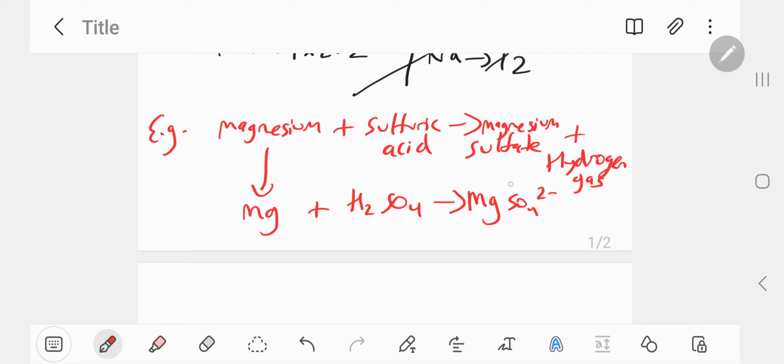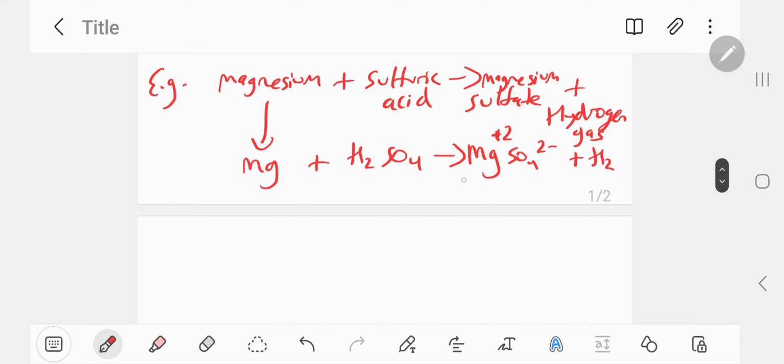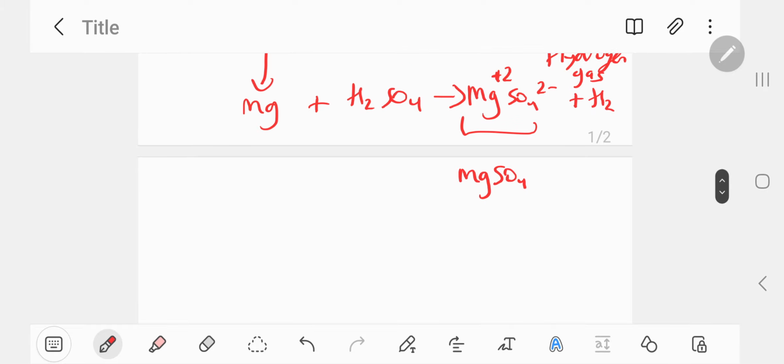Now the magnesium has a charge of +2 because it's in group 2 and it's a metal. Remember, metals have a positive charge and non-metals a negative charge, because metals like to give away electrons to become positive overall, and non-metals like to gain electrons and become negative overall. Plus H2, hydrogen gas. Let's rewrite this as MgSO4. The +2 and the -2 cancel.